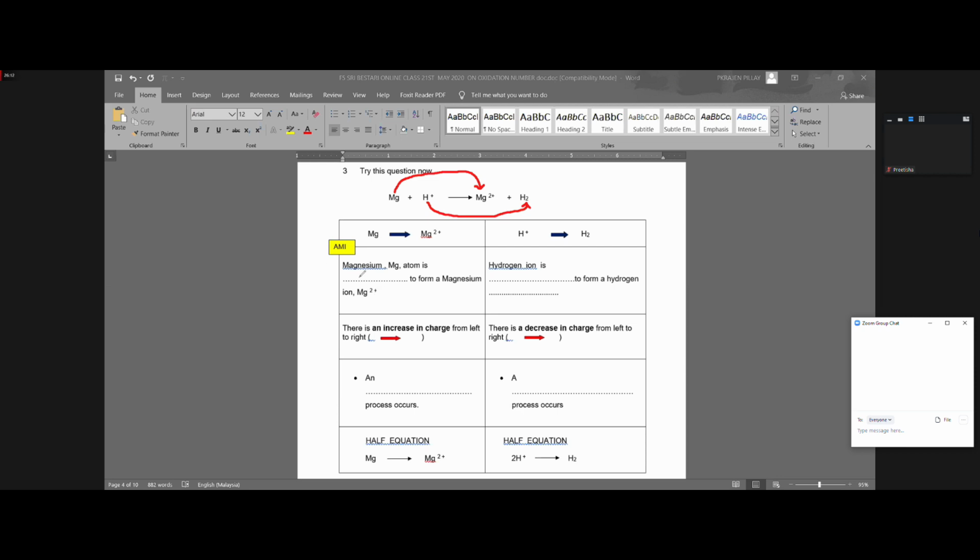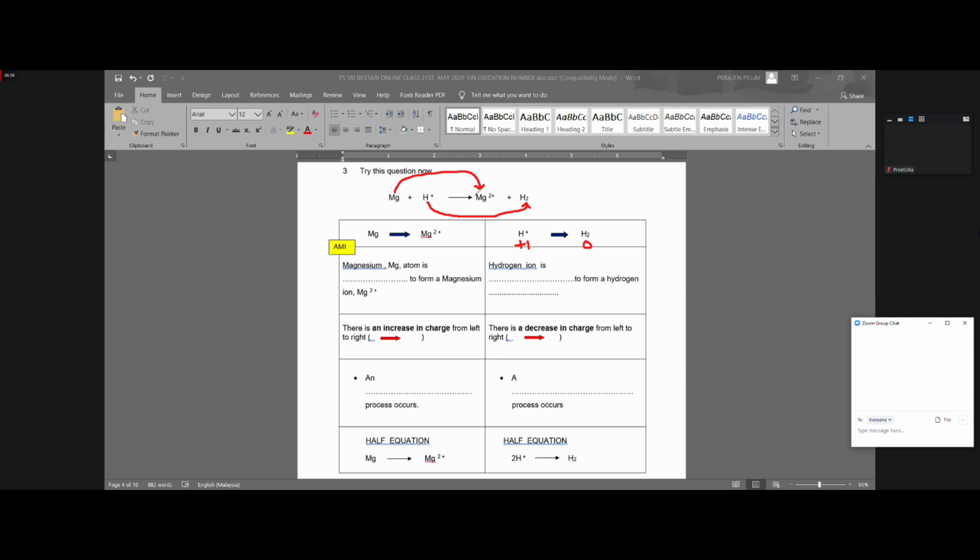We are talking of the particles only here. Here, hydrogen ion is H plus, is what? Reduced. You can see this is +1 here, +1 becoming 0. You're going to the left. So it's reduced to form a hydrogen molecule also. We talk in terms of particles.